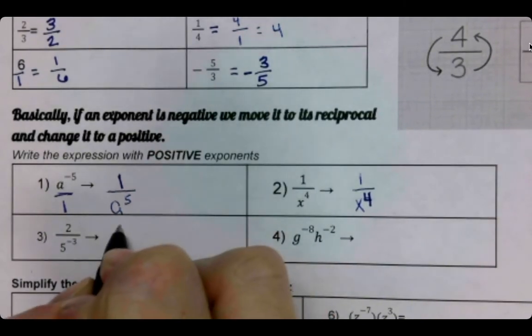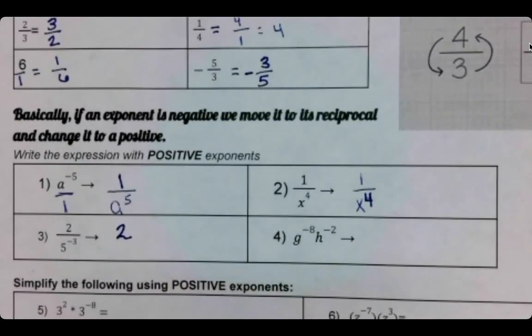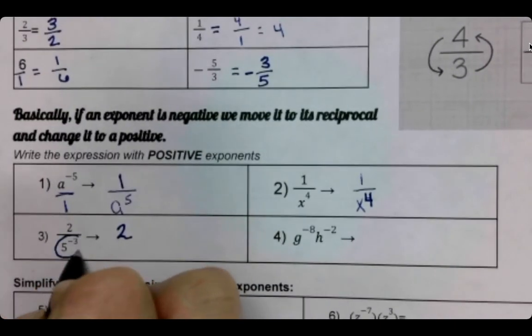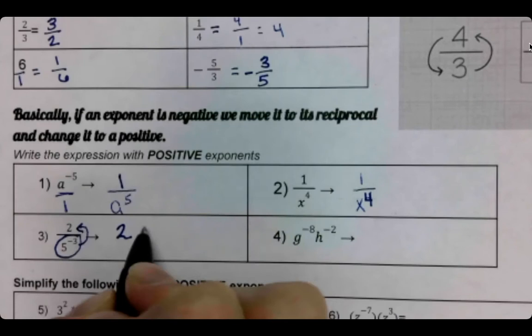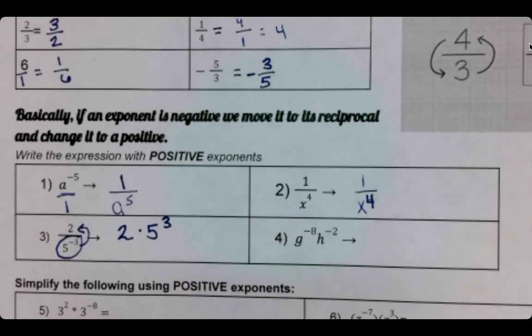This one, is the 2 a negative? No. So it stays. Then we take our 5 to the -3rd. It's going to move to the top and become a positive.